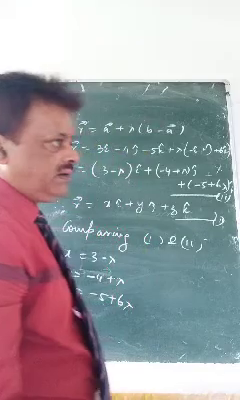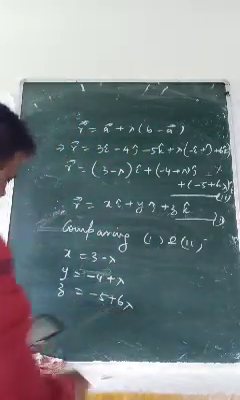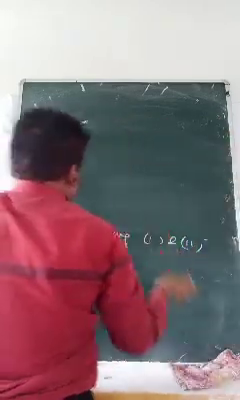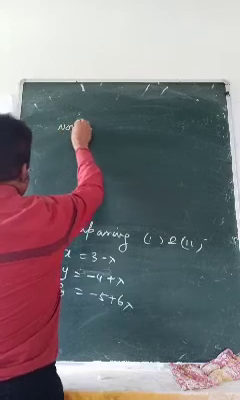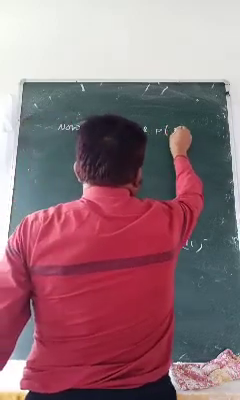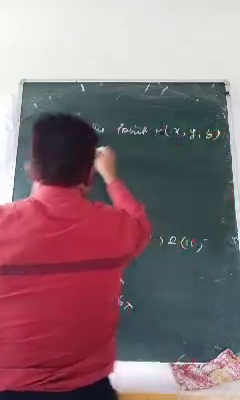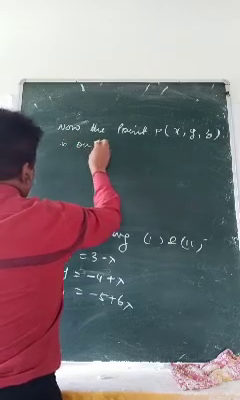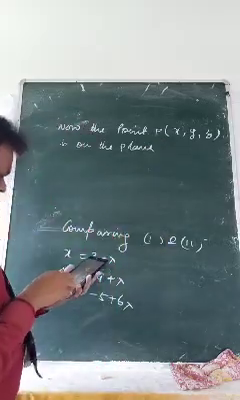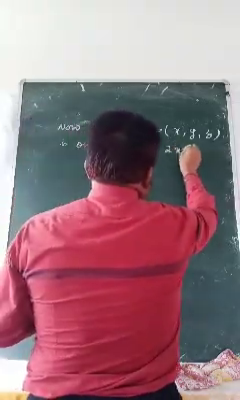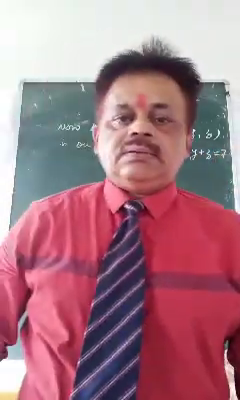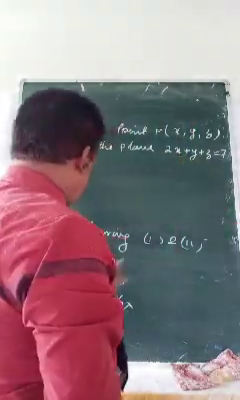What will we do now? Now the point P (x, y, z) is on the plane. What is the equation of the plane? That was 2x plus y plus z equals 7. Is that the only difference now? So put in the x, y, z values.